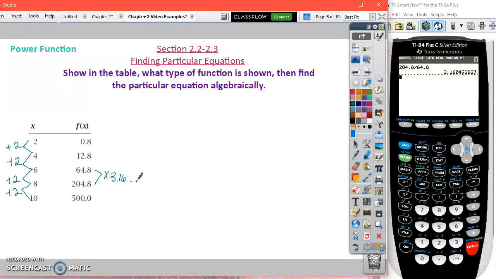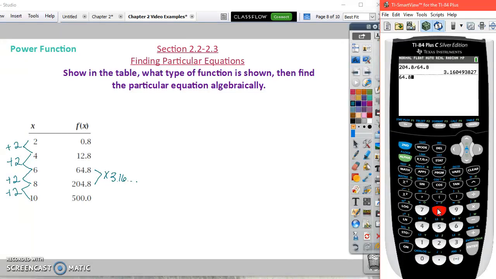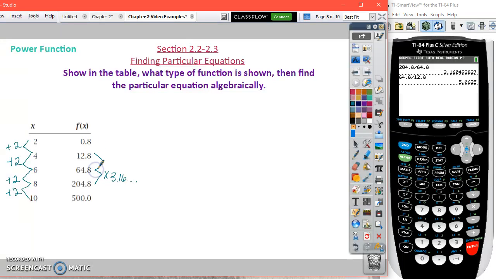Well, let's see if that's the same between 64.8 and 12.8. And it's not. To go from 12.8 to 64.8, we're getting 5.0625. So we're not multiplying by a set number. And so I don't think it's add, multiply, or add. So I'm going to try and find a different pattern in my x's.